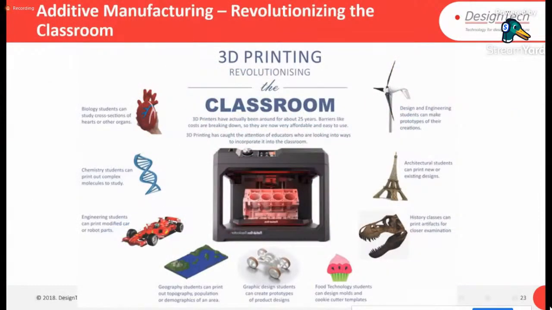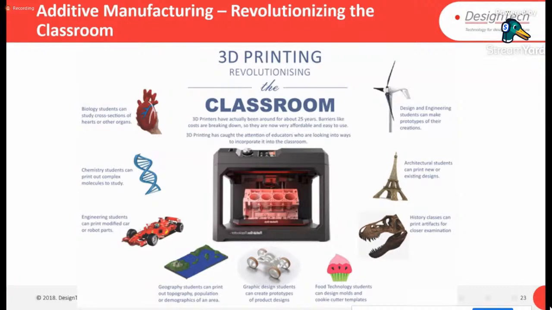It is also revolutionizing the complete classroom. You need not only do mechanical, electrical, electronic components. You can also design your own wind systems. You can see over here the wind system example, where you can have a physical small prototype for it. Students who are interested in architecture can actually, you can see an Eiffel Tower has been done. Or if you're trying to come up with your own architectural design, you can actually print it.